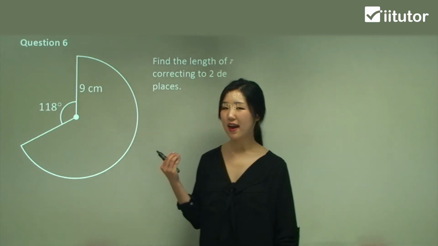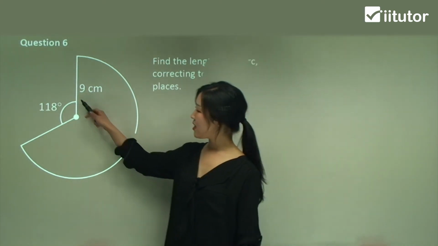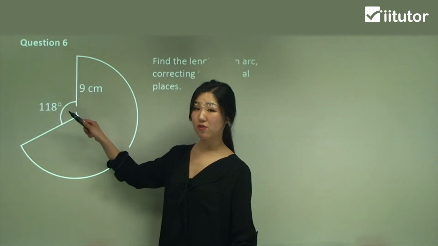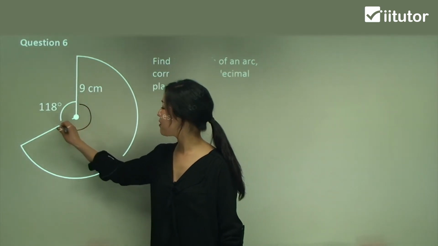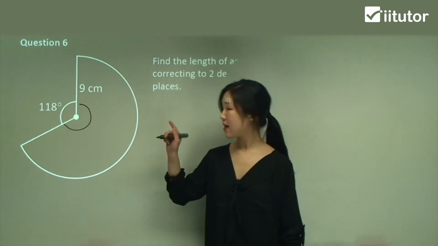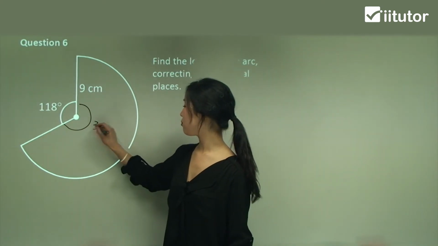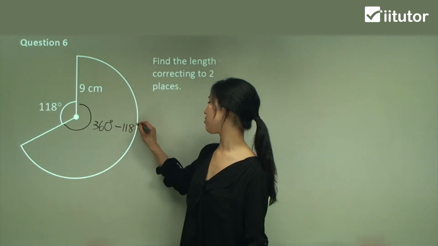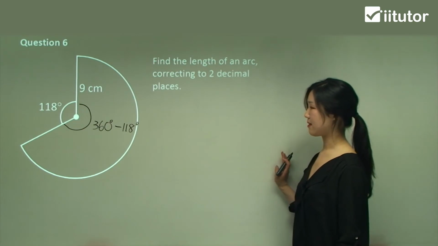Now, we need the angle at the center of that particular sector. Now, you can see that they give you this one here, 118 degrees. But is that what we're interested in, guys? That's not the angle that we need. It's this angle inside that sector that we want. So that's the angle at the center. So to get that angle, we need to do 360 degrees minus the 118 degrees, don't we? And that would be the angle inside that sector.